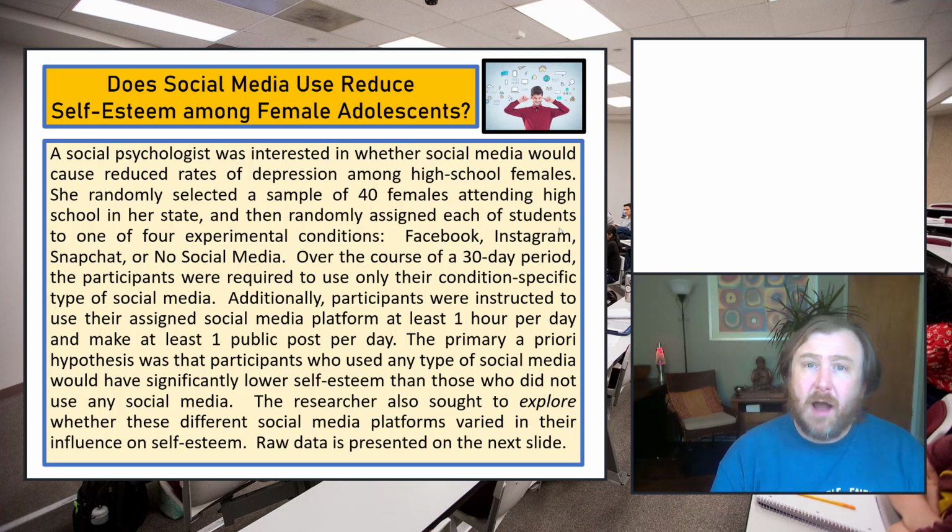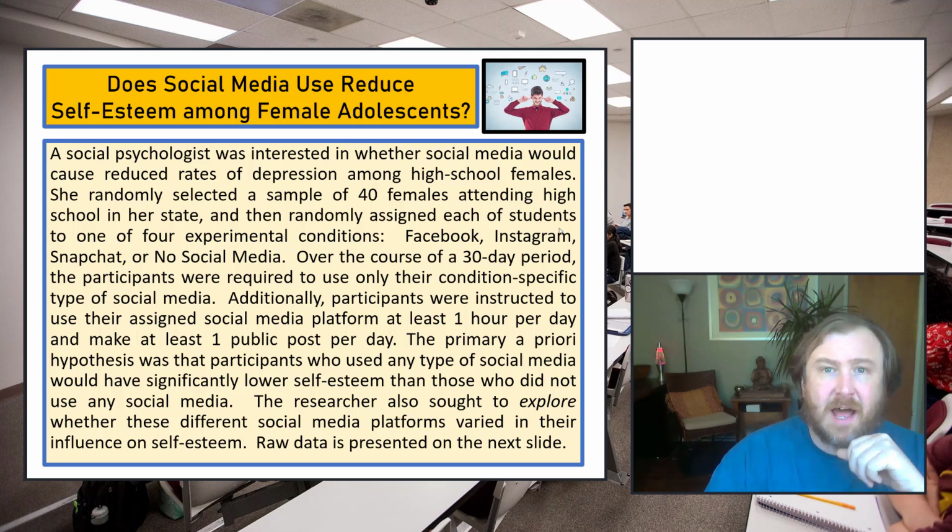The primary a priori hypothesis was that participants who used any type of social media would have significantly lower self-esteem than those who did not use any social media. But the researcher also sought to explore whether these different social media platforms varied in their influence on self-esteem. Okay, so the raw data is presented on the next slide.